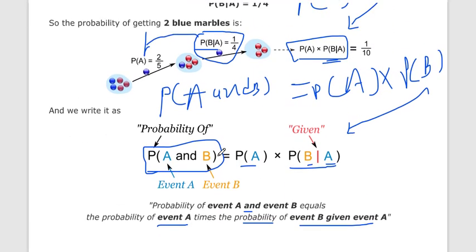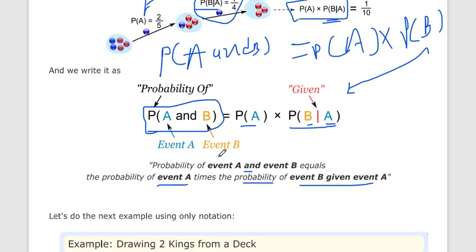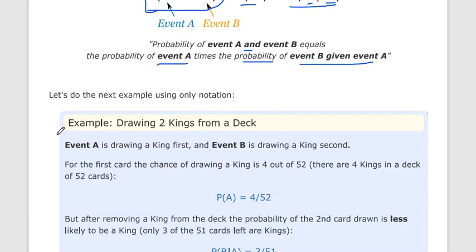Okay, let's start with the example so we can get a better idea. Drawing 2 kings from a deck. We already know how many kings there are: 4 kings in the 52-card deck. Now, event A is drawing a king first, then event B is drawing a king second.